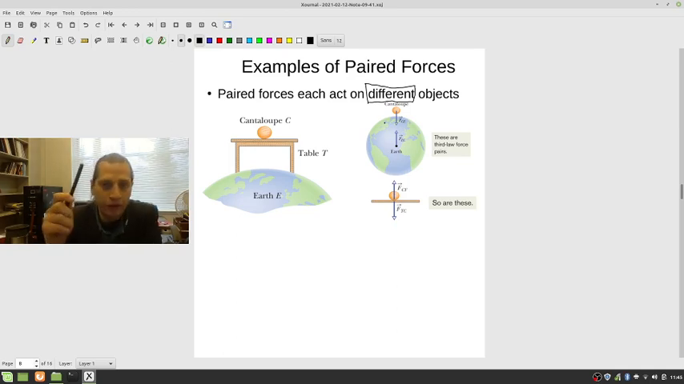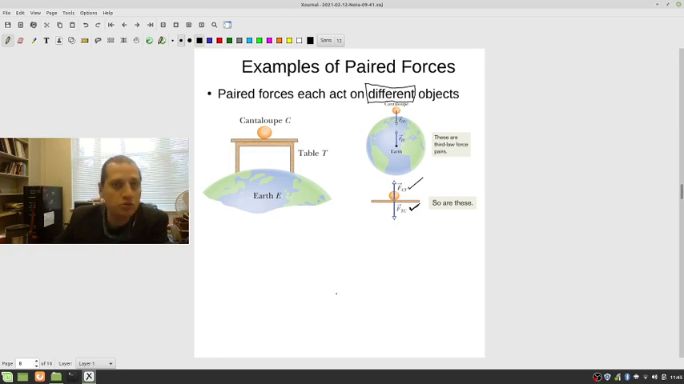Now, there's another force pair in this, which is the cantaloupe is pushing down on the table. That's this. And the table is pushing up on the cantaloupe. That's this. Now, the thing to notice about this, as I write here, is that these are different objects. The cantaloupe and the Earth, they are exerting paired forces. The cantaloupe and the table are exerting paired forces on each other.